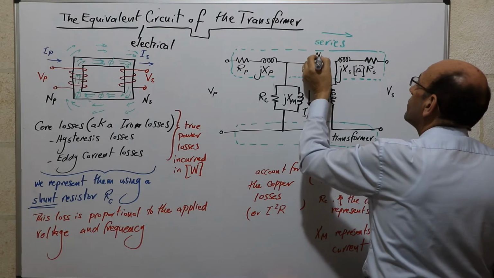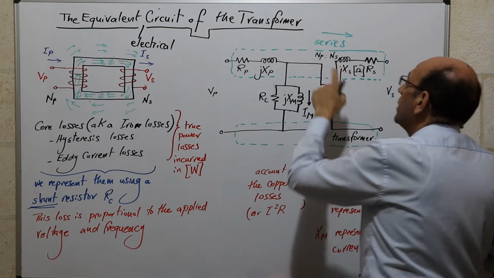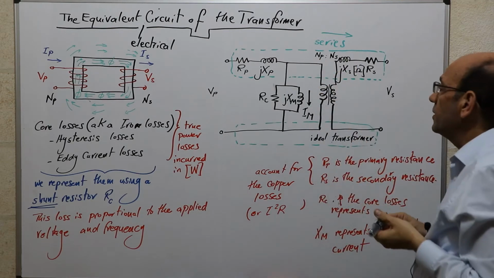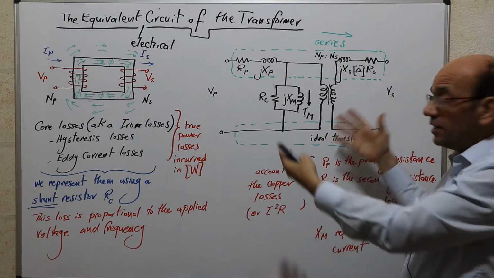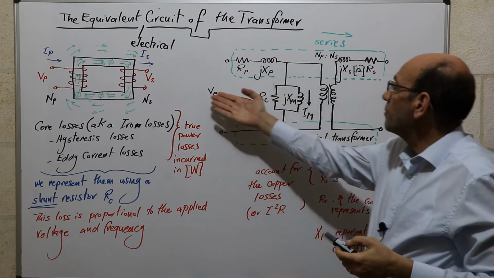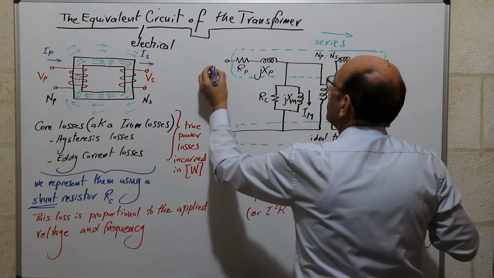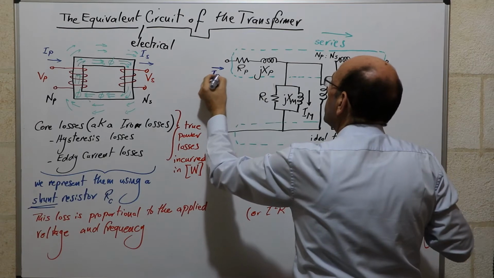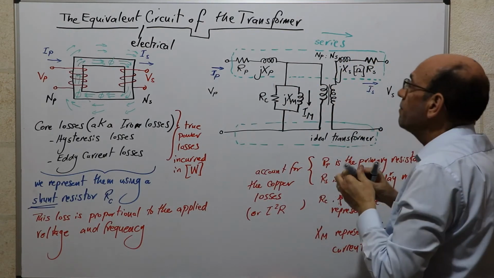So we would have NP turns and NS turns. And NP to NS is the voltage reduction ratio between this part and this part. This completes the full model of a transformer. So we have a primary voltage, a secondary voltage, and in fact we would have a primary current, IP, and a secondary current, IS here.